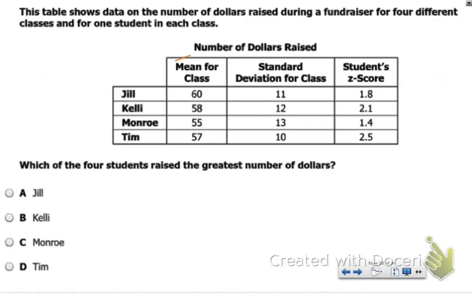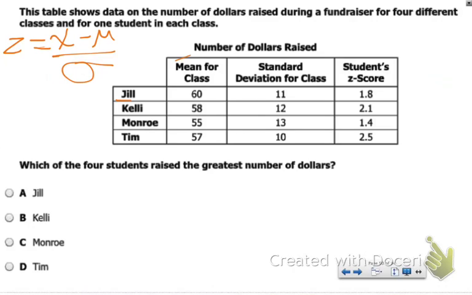So the question says, which of the 4 students raised the greatest number of dollars? When you see z-score and you're dealing with this question, remember you do have the formula given to you. Z equals x minus mu over sigma, where x is the individual element in the data set. So in other words, these students' individual amount that they raised, mu being the mean for their class, sigma being the standard deviation for their class, and z being their z-score.